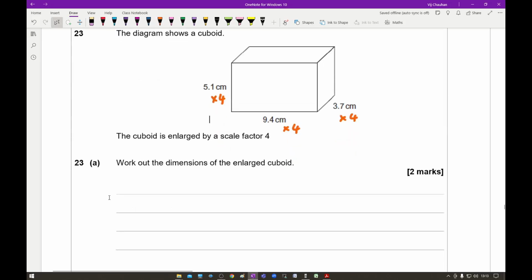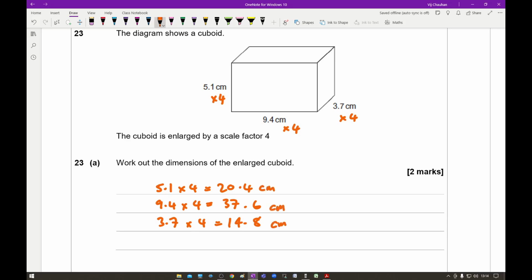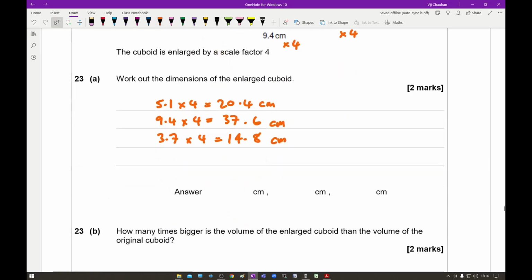So here, if I do 5.1 times 4, I get an answer of 20.4. If I do 9.4 times 4, I'm going to get an answer of 37.6. And if I do 3.7 times 4, I get an answer of 14.8. So all I then need to do is just transfer those three numbers into the space available. It doesn't really matter what order you put them in, because it will still produce the same cuboid, or enlarged cuboid in this case.